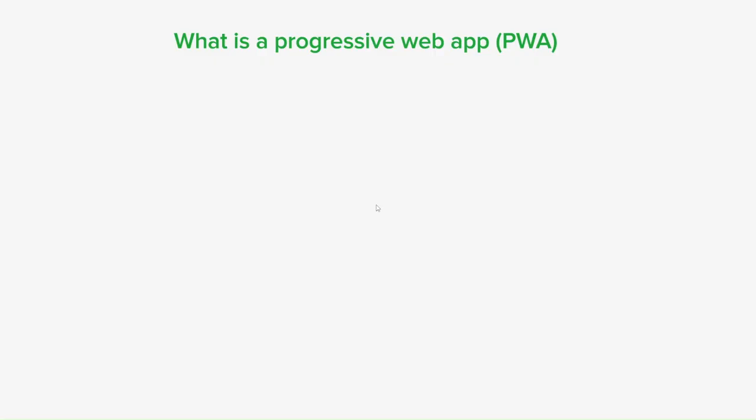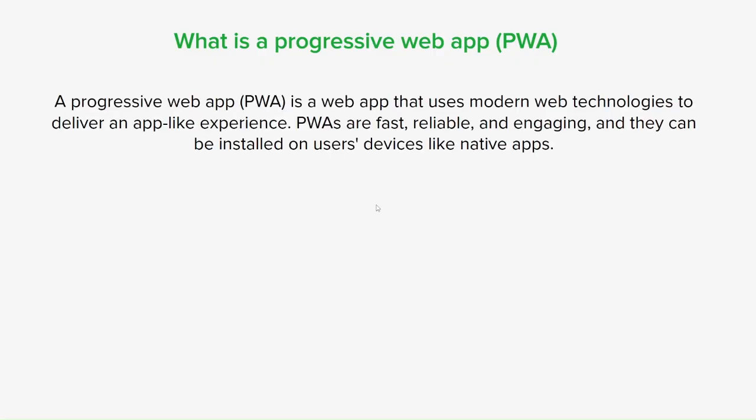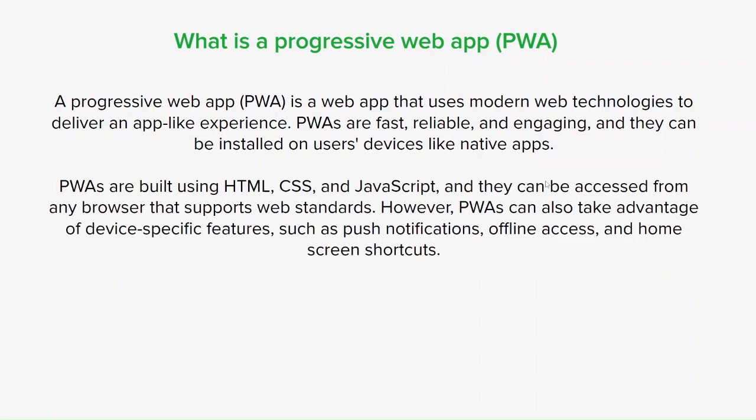So what exactly is a progressive web app? It's essentially a web app that uses modern web technologies to deliver an app-like experience. PWAs are fast, they're reliable and engaging, and they can be installed on users' devices like native apps. PWAs are built using HTML, CSS, and JavaScript, and they can be accessed from any browser that supports web standards. However, PWAs can also take advantage of device-specific features like push notifications, offline access, and home screen shortcuts.